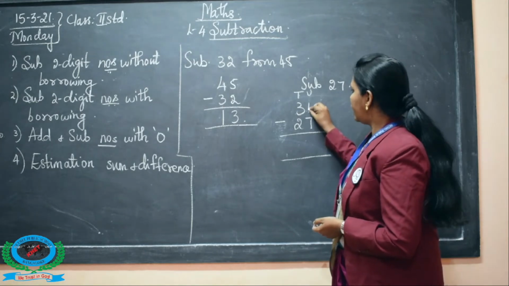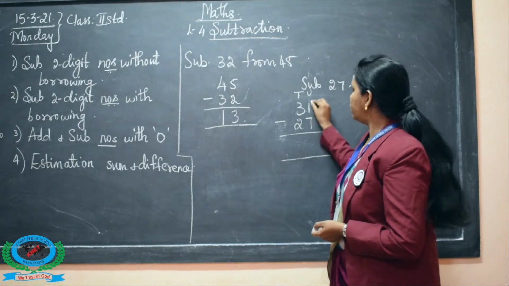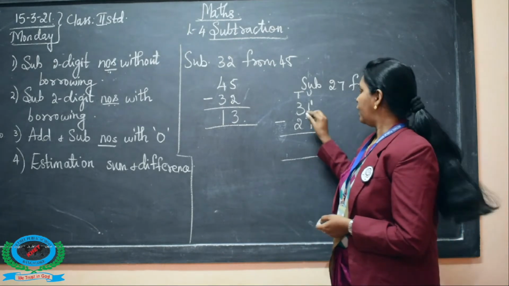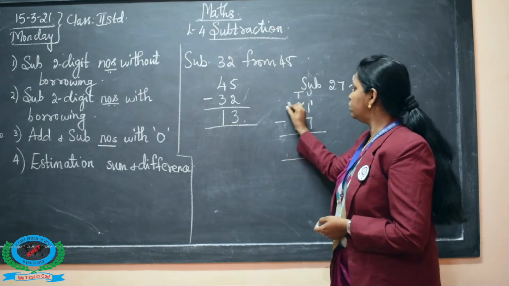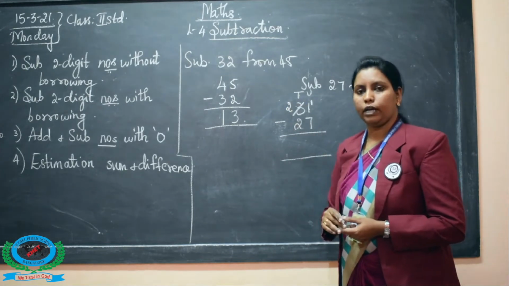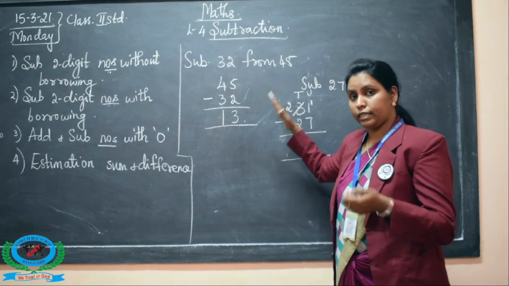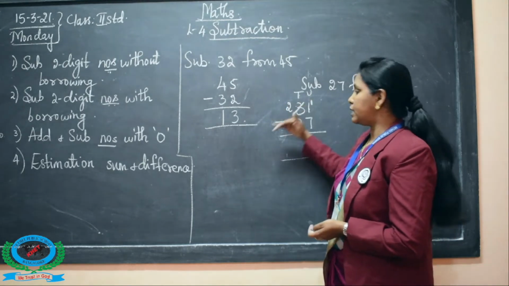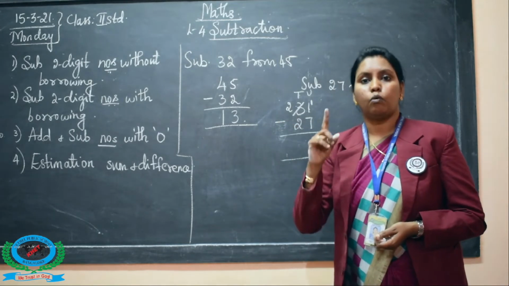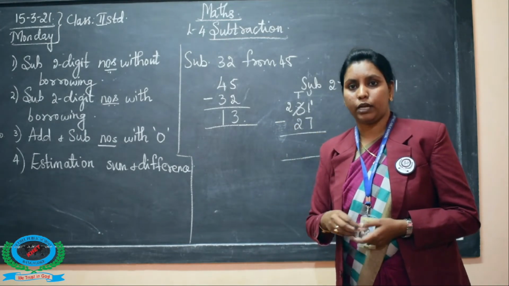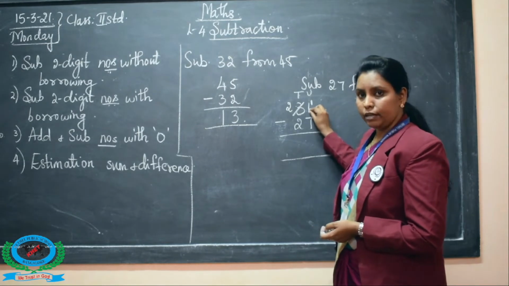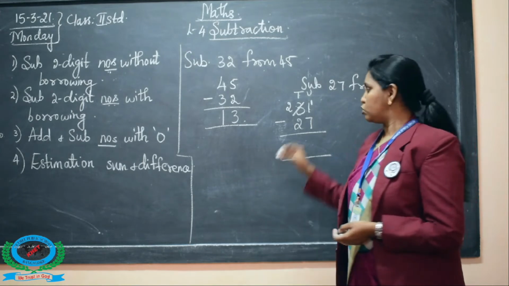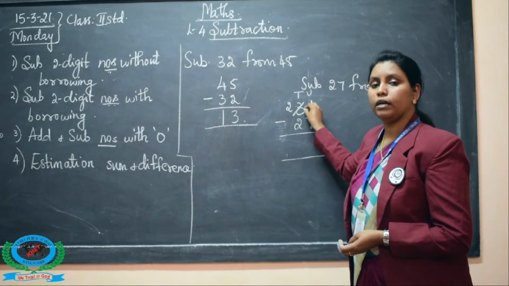So this 10 and 1, if you borrow it will become 11, isn't it? 10 plus 1 is nothing but 11. And here this will reduce to 2. If that 3 is giving 1 to the next number, it will reduce itself to 2. So one number will be reduced. So when this becomes 11, it is easily subtracted, isn't it? So 7 is easily subtracted from 11.